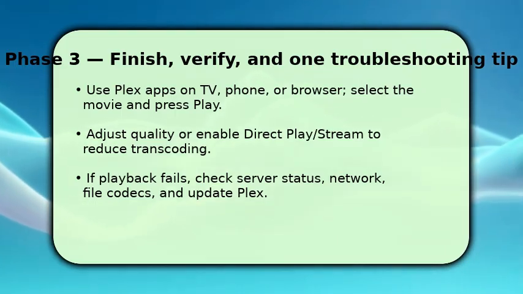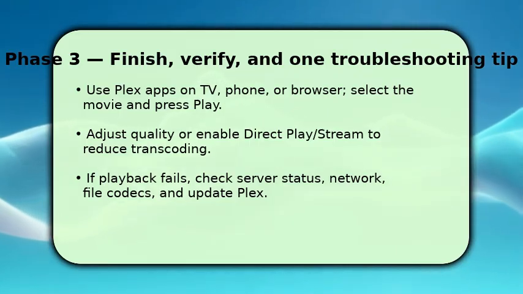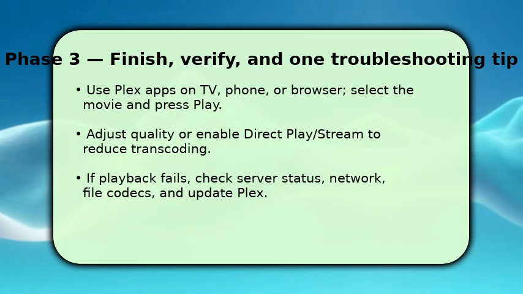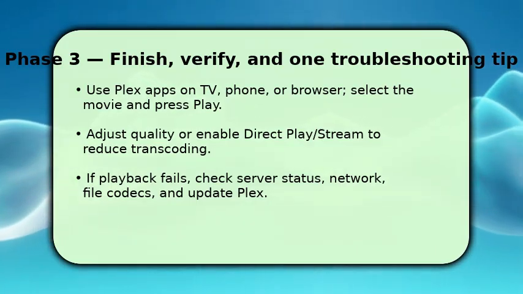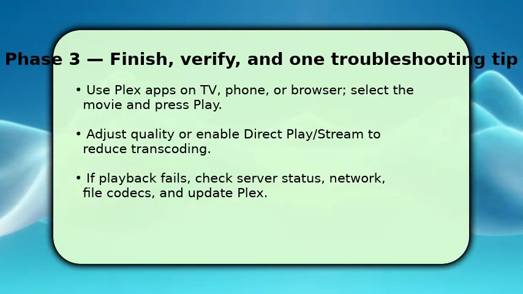For remote viewing, confirm your server is online and port forwarding or Plex Relay is active. If something breaks, check server CPU, network speed, and that the movie's codec is supported. Update Plex and retry. Often a quick server restart fixes stubborn issues.